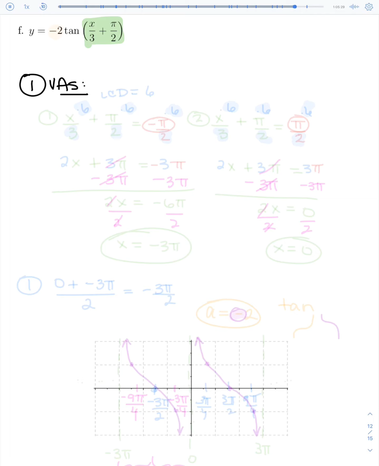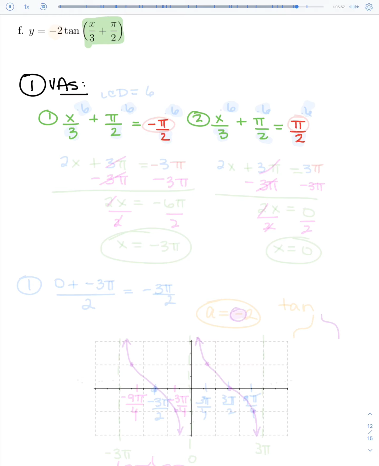And so we'd start out with what's inside the parentheses, which is x over 3 plus pi over 2 equals. What are the two original asymptotes for tangent? They're not pretty. They're negative pi over 2 and positive pi over 2.